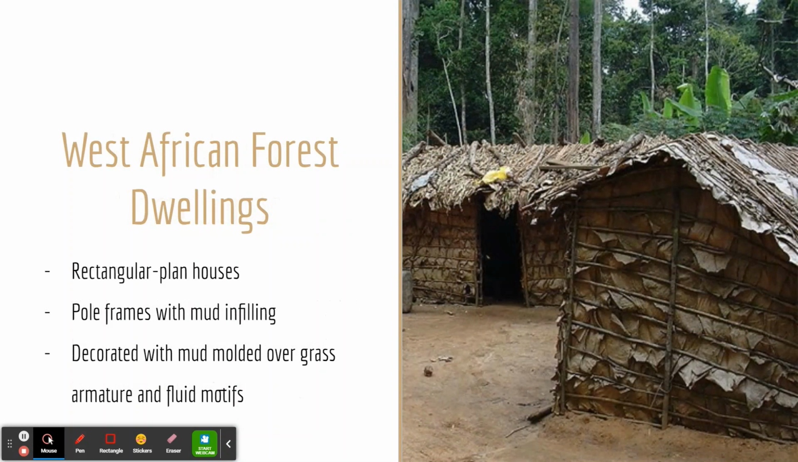West African forest dwellings. People who lived in the forest built rectangular plant houses. They make them using pole frames with mud infilling. They decorate their houses with mud molded over grass armature and fluid motifs. And over here is an image of forest dwellings.